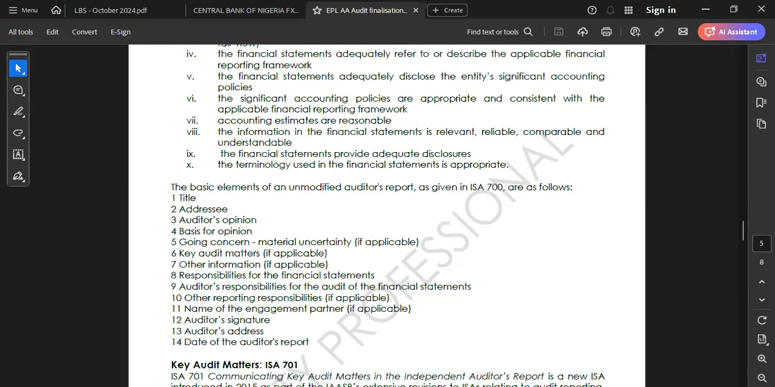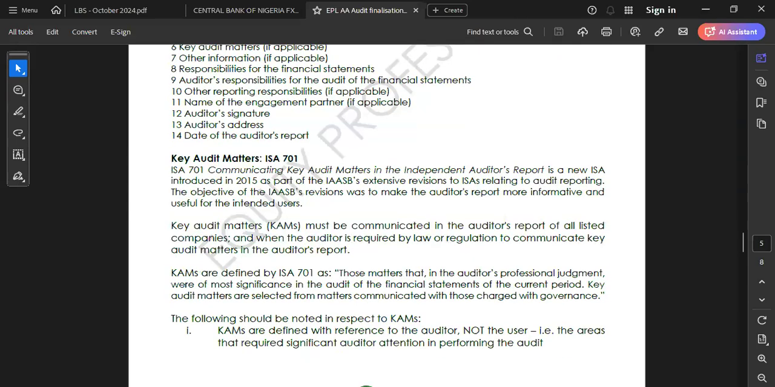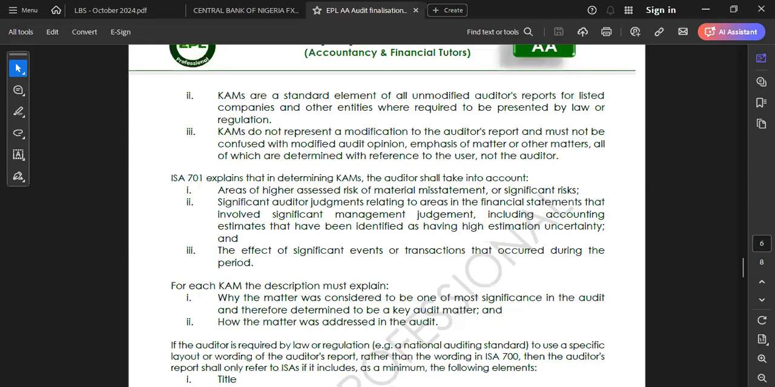You must also have the name of the engagement partner and the auditor's signature. These are the basic elements of the audit report. During those early days of skills, they used to have this question, but it's not so common now. But it's just good that you have an idea of it. So lastly, we'll be looking at key audit matters. We must look at one past question before we go to the next.